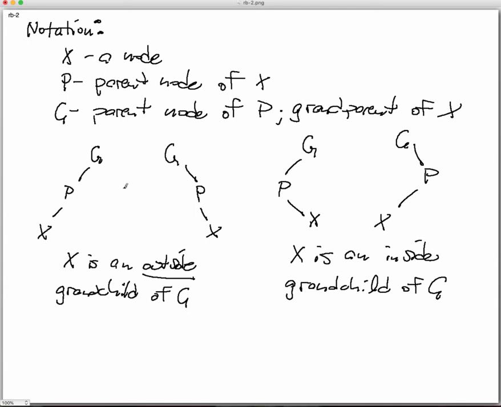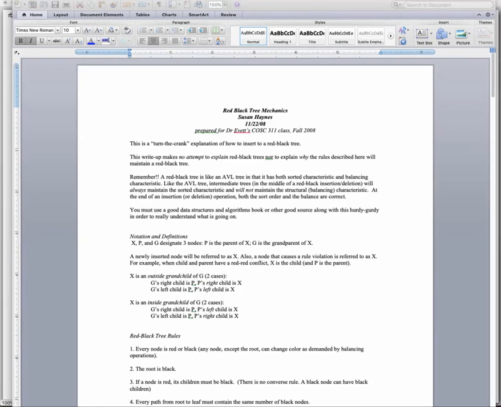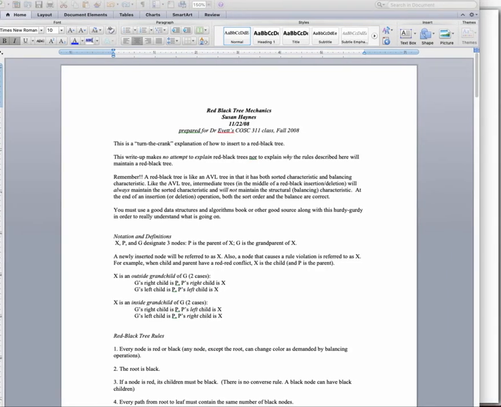Okay, so keep these definitions in mind. We're going to be referring to these a lot. And I want to go back to Dr. Haynes's write-up over here. And so you can see here are these cases that I just explained to you. So anyway, this is very important right over here, the red-black tree rules.